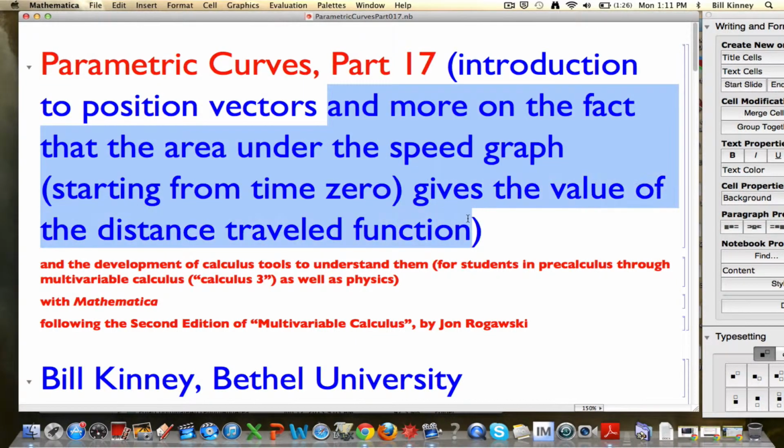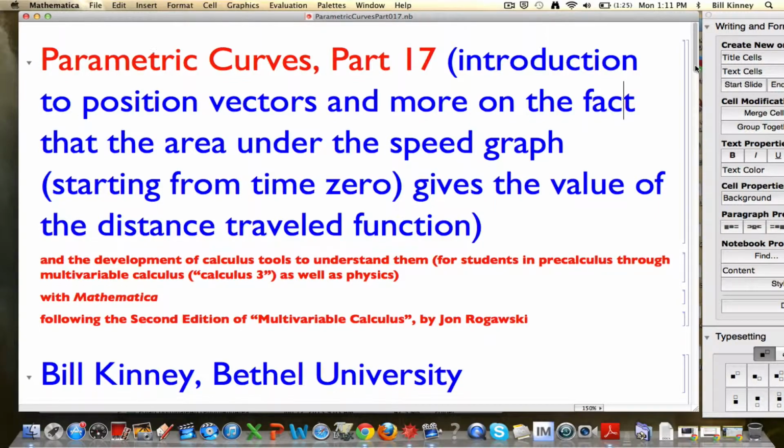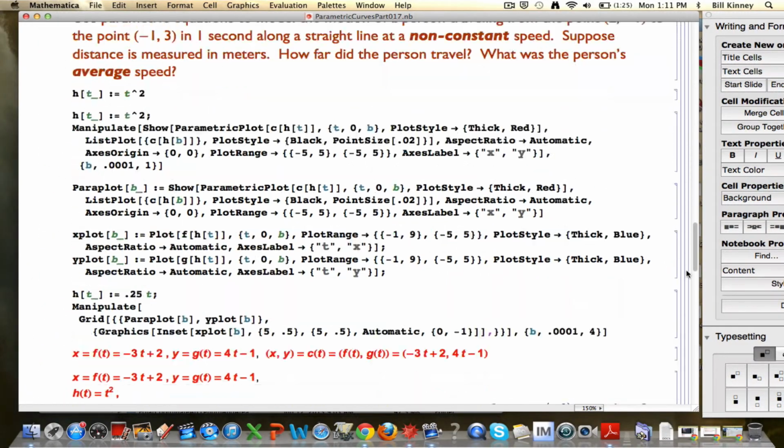Also in this video, we'll continue with more on the fact that the area under the speed graph, when you start from time zero, that's when you start moving, gives you the value of the distance traveled function. If you're just starting to move at time zero, you also want to note that the distance traveled at time zero is 0. Before I get into those things, I want to clean up a few things.